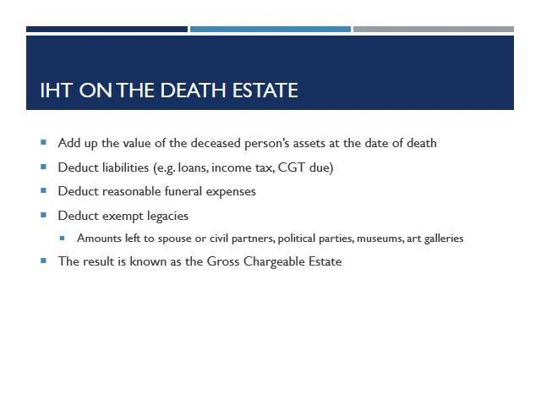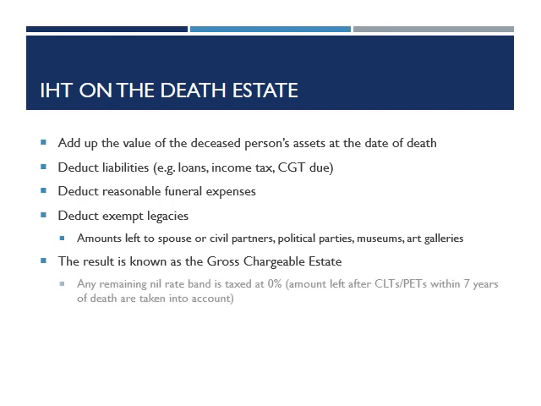The amount that we have left is known as the gross chargeable estate, and if we have any nil rate band remaining, and that's after we take into account any chargeable lifetime transfers or potential exempt transfers within 7 years prior to the date of death, well, that remaining part will be taxed at 0%, and any amount that isn't covered by that nil rate band is taxed at 40%.